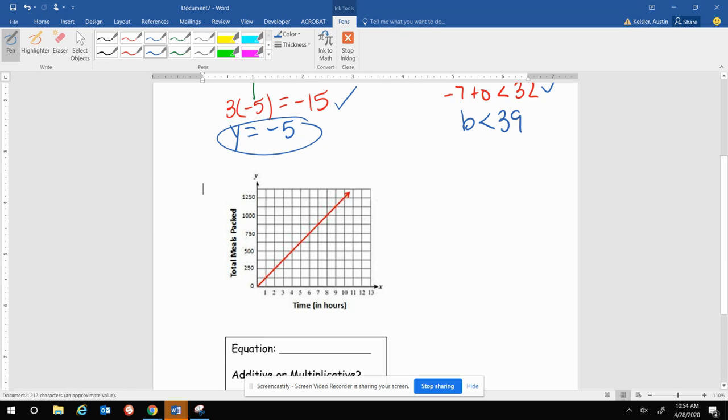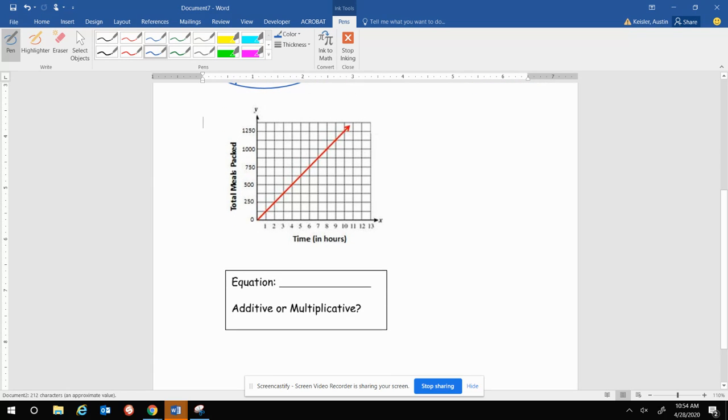All right, on to our next one. This is a two-variable equation, and remember, we always have an independent and a dependent variable. So our independent variable is always on the x-axis, and our dependent variable is always on the y-axis. So independent and dependent. And if you look at what those actual variables are, or what the labels on those axes are, I have total meals packed and I have time. Well, that would make sense that the total meals packed depends on the amount of time that they spend packing them.